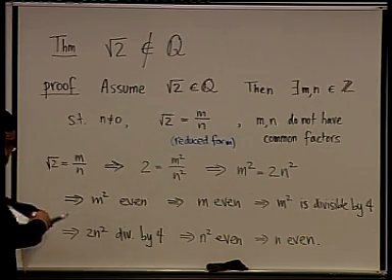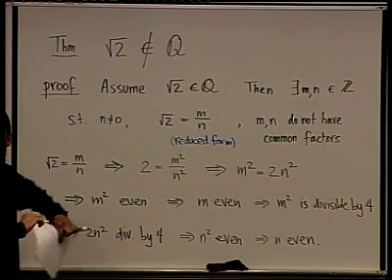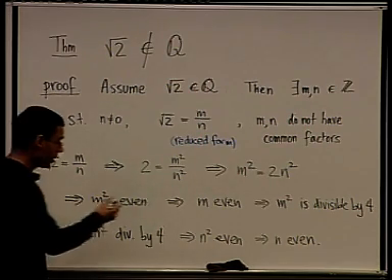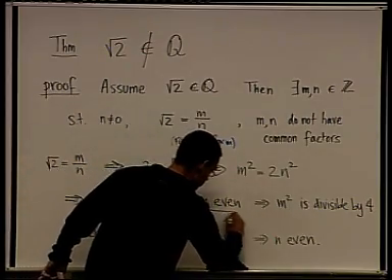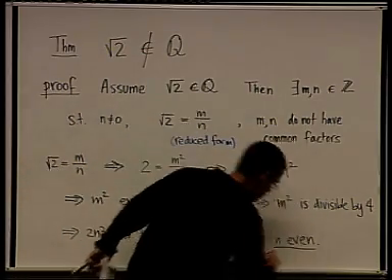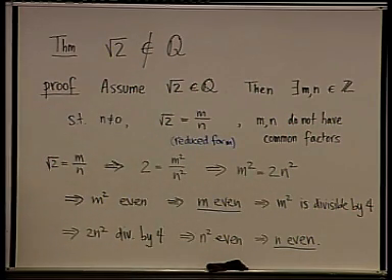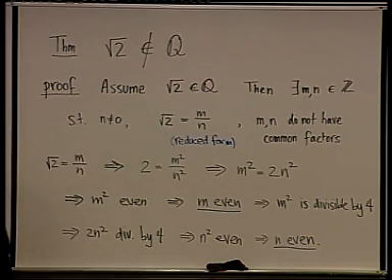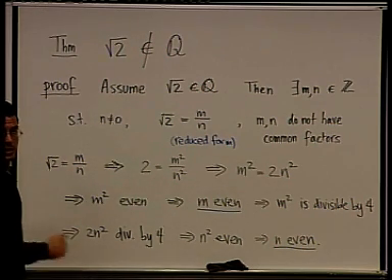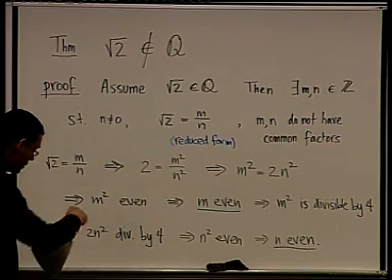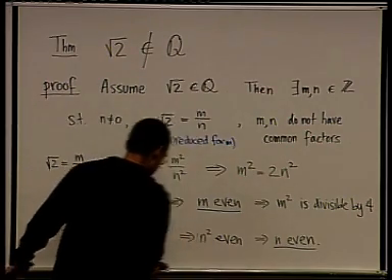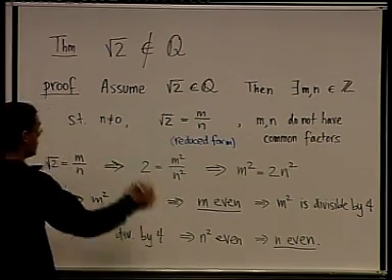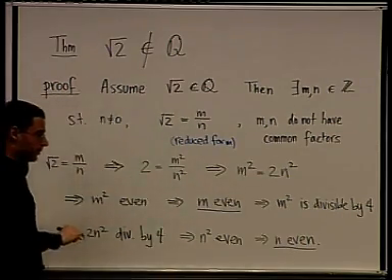So this completes the proof. We found a contradiction. Where's the contradiction? m is even. n is even. That means they have a common factor. They're both divisible by 2. But we started out by taking them without a common factor. That's a contradiction. Do you see that? Does everybody see that? So this is a contradiction, and if you get to a contradiction, it means that your original assumption was wrong. Okay?